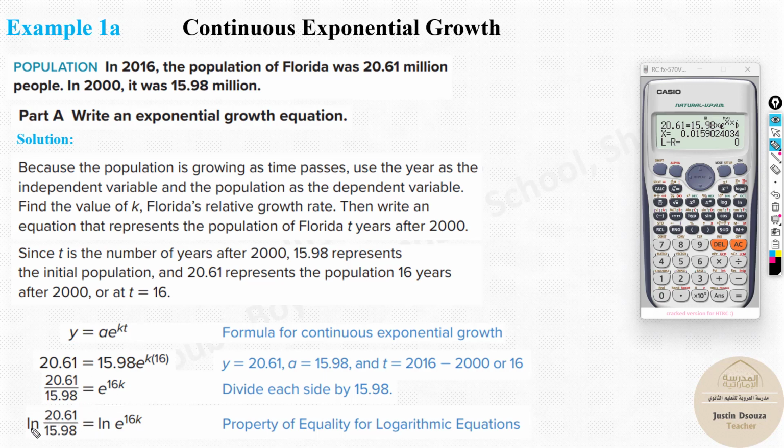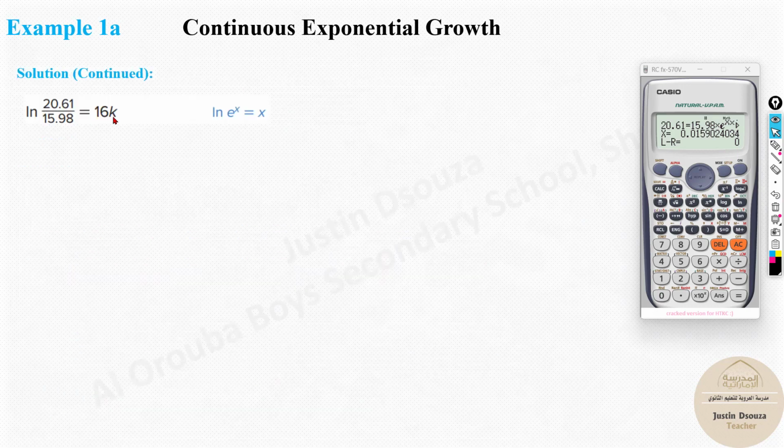Now take ln on both the sides, that's natural logarithm. Here you will get ln 20.61 divided by 15.98. What happens to the right side? You have E, so ln E 16k, k is unknown. Now here this cancels off because they are inverse, and whatever is there comes down, the power comes down, right? So whenever you have natural logarithm base and a power, that power comes down.